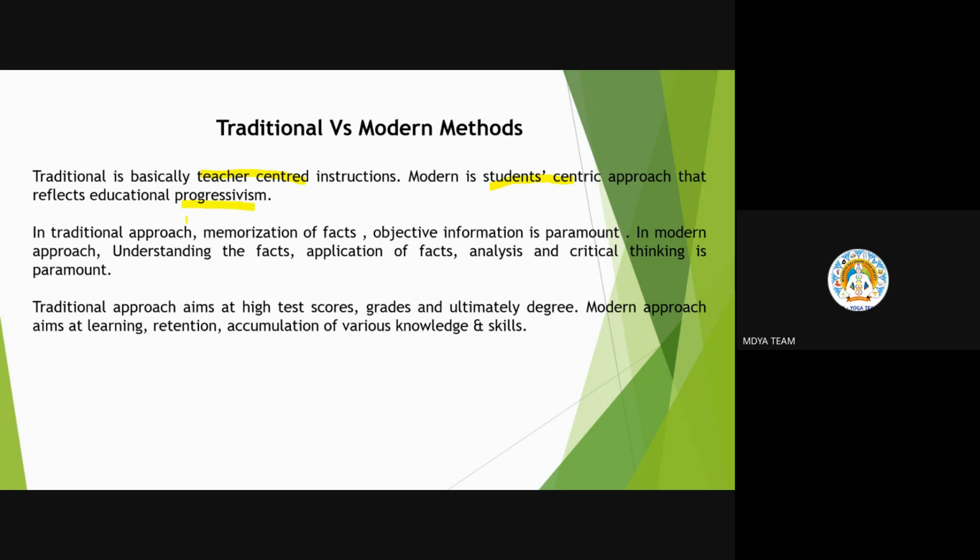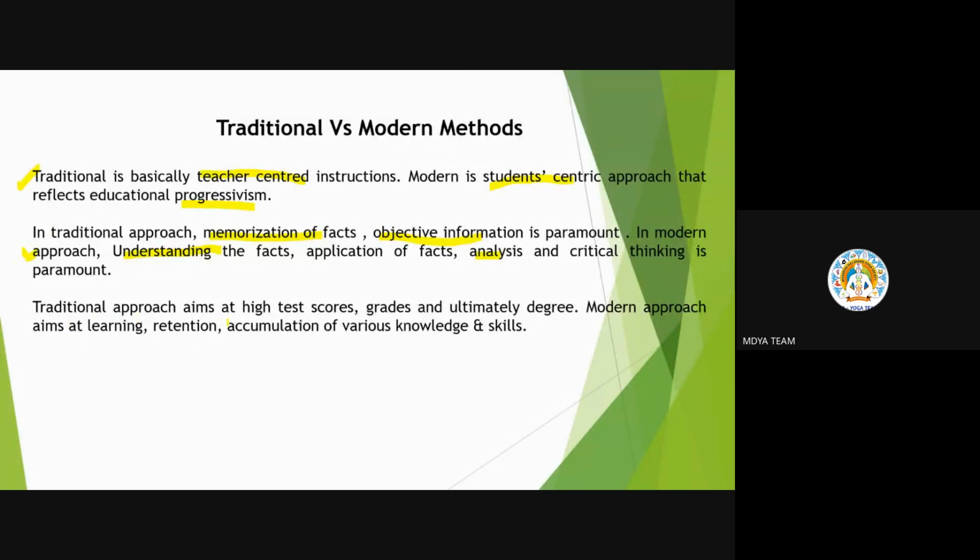In the traditional approach, memorization of facts is there and objective information is paramount. But in the modern approach, understanding the fact, application of the fact, analysis and critical thinking are paramount. So these are the differences. From this information, a question can come in the assertion reason type question.